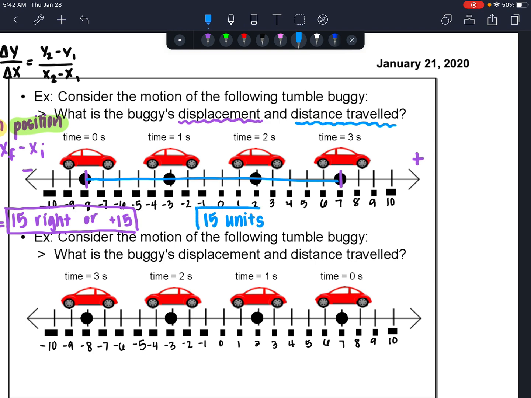The reason I'm calling it units is because I don't know if these are centimeters, meters, inches, miles. I don't know what the length of these tick marks are, so I'm just going to call them units. But that's my distance. I don't need to say if it was to the right or to the left.